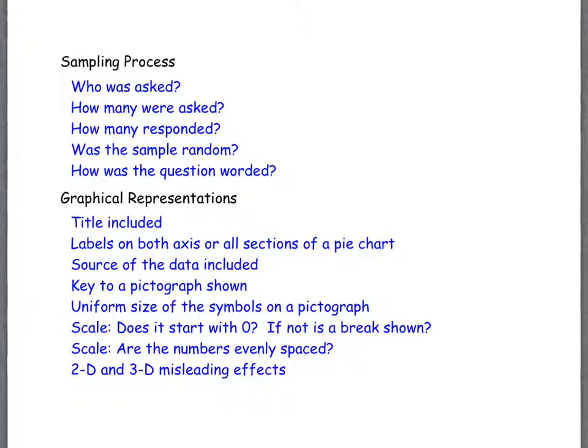Scale, are the numbers evenly spaced? We've harped on that too, right? Like the last one I drew, that box and whisker plot, I said we've got them roughly, at least visually, spaced evenly across the bottom. It matters. The last thing is the 2D and 3D misleading effects.